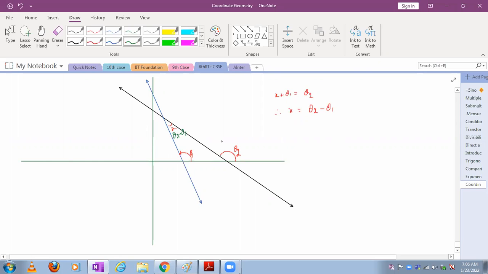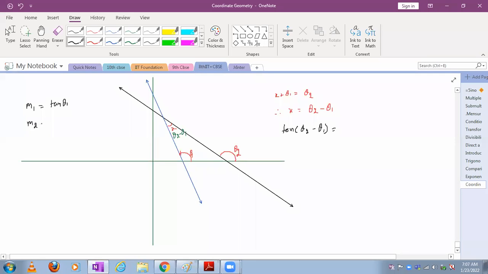Now if I find out tan of theta2 minus theta1. Before that, how to find out the tan? Actually it is there in trigonometry. I'll tell you later, but just remember the formula. First, we got m1, the slope of this blue color line. M1 is what? Tan theta1. Yes or no?